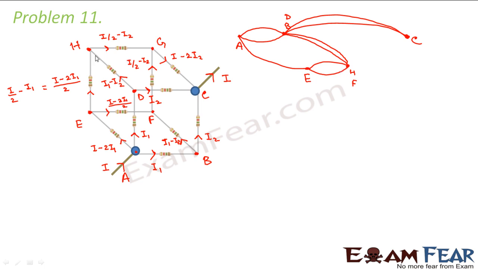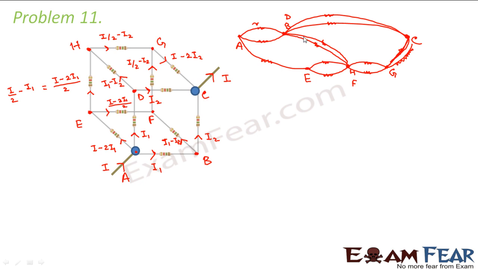Now what happens to F and H? F goes to G and H also goes to G. That means both F and H will meet at G, and then from G it goes to point C. Ignore this line, this was drawn by mistake, right? Now if you look at it, each of them represents a resistance of magnitude R. So each of these wires represents a resistance R.